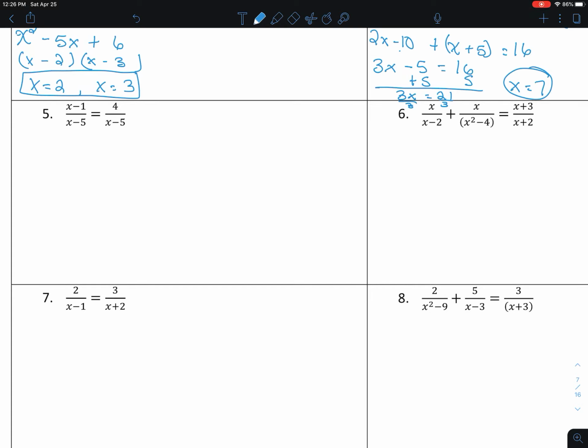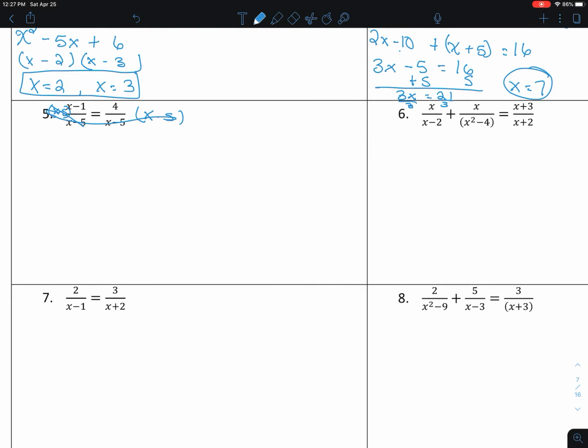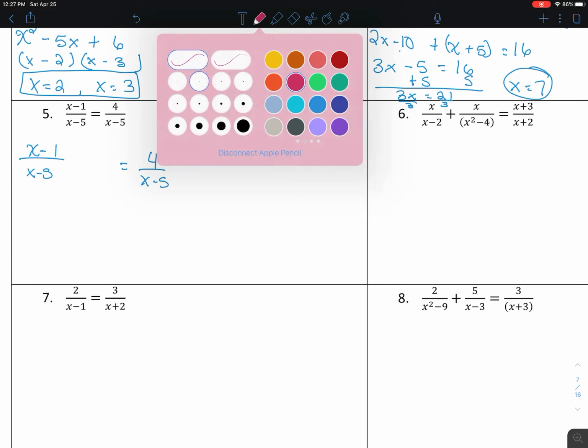All right. So this one is nice because we know the common denominator is x minus 5. But I still have to multiply each side by x minus 5 to eliminate the denominator. I think we need to do what we did before. So we're multiplying by x minus 5. So I'm going to have x minus 1, x minus 5 is equal to 4 over x minus 5.